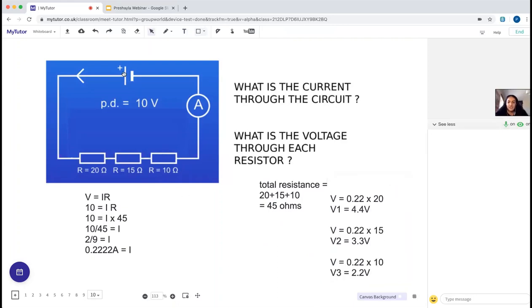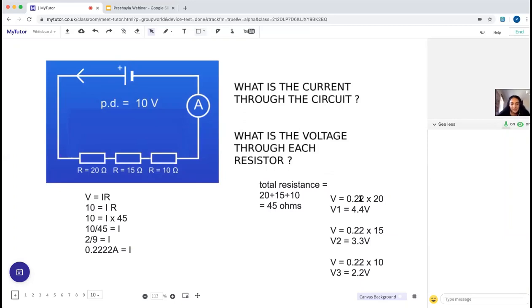Okay, so remember, we can always sense check our answer by remembering the rule that voltages in series add to give the total voltage. So we know that voltage is 10 volts in the entire circuit. So if we add up the voltages of each resistor, we should get 4.4 plus 3.3 plus 2.2, which when you add them up is really close to 10. It's 9.9 volts, but remember we did use a rounded answer.